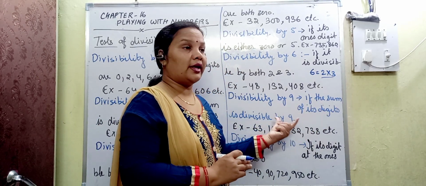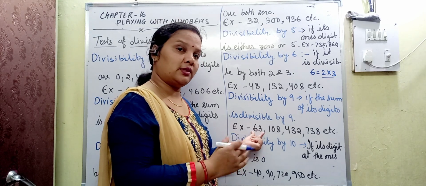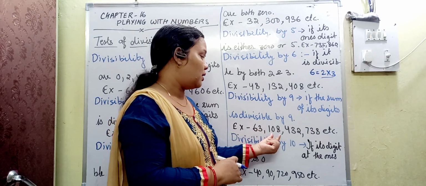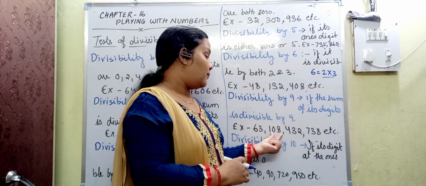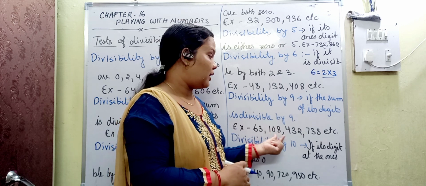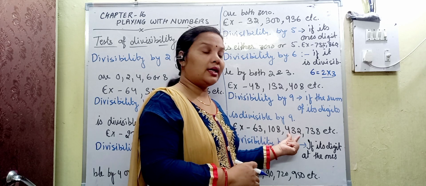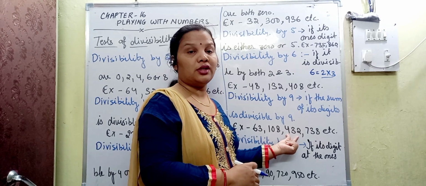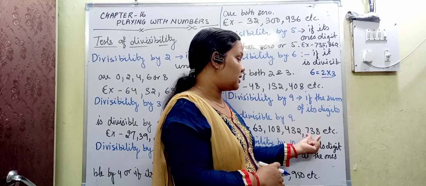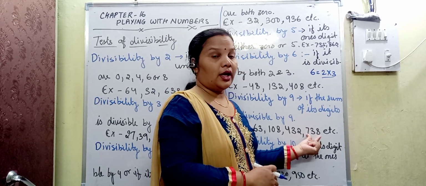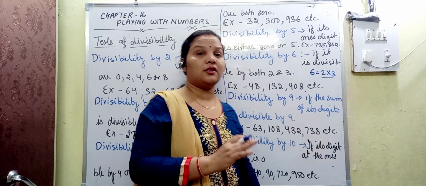Now we find the sum of all the digits. So 6 plus 3 gives you 9. 9 is divisible by 9. So 63 is divisible by 9. 108: 1 plus 0 plus 8 gives you 9. So this number 108 is also divisible by 9. Now 4 plus 3 plus 2 will also give you 9. So this 432 is also divisible by 9. Next is 738. So 7 plus 3 plus 8 gives you 18. And 18 is also divisible by 9. So it means that 738 is divisible by 9.